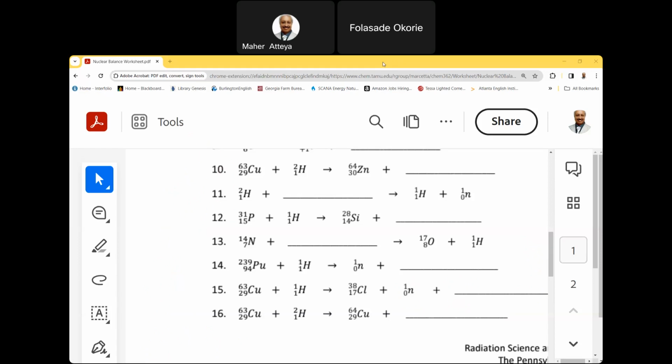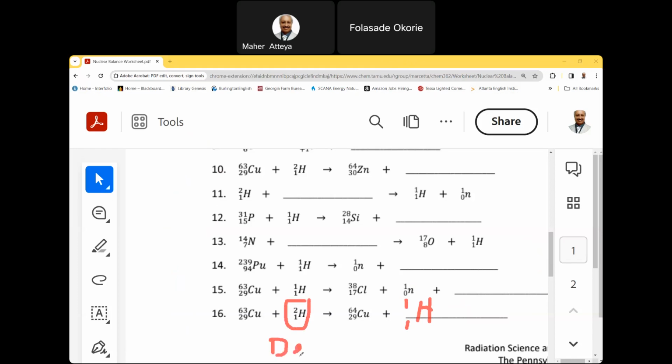Okay, this one is hydrogen. Number 16. What's the element? Hydrogen. What's the atomic number at the bottom? 1. Yes. And the top? 1, 2. So that's another isotope of hydrogen called deuterium.